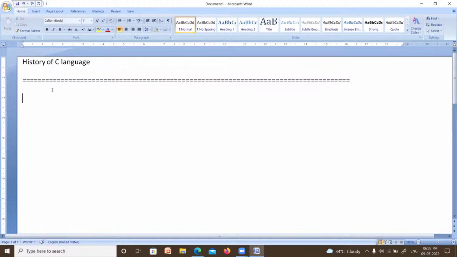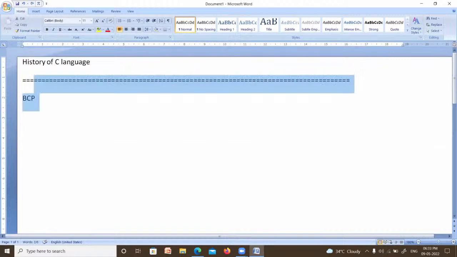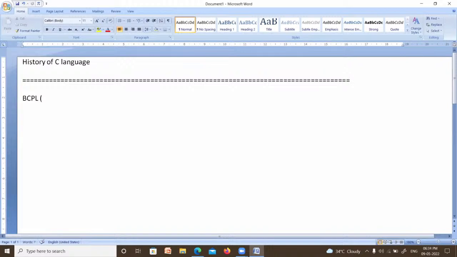Now there are so many programming languages in the world. Once upon a time there was a very popular high-level programming language. Its name is BCPL. What is the meaning of BCPL? It is Basic Combined Programming Language.